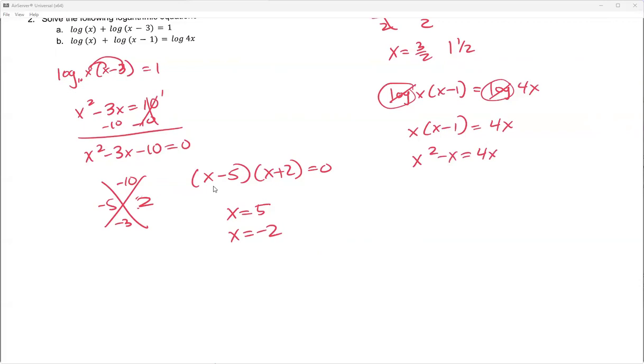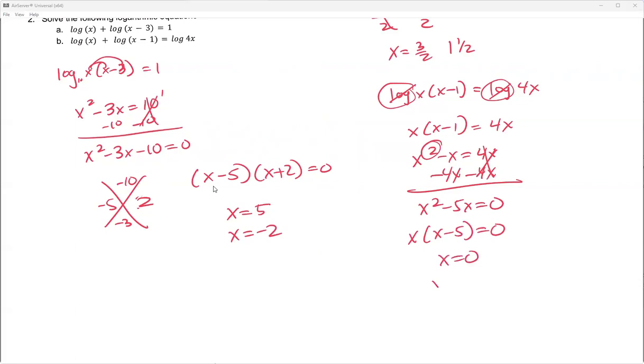And then again, this is a quadratic, so you subtract the 4x, you make it equal to 0. And so you have x squared minus 5x is equal to 0. Factor out, remember this is not the x method here, you're just factoring out the GCF. So x is equal to 0 and x is equal to 5. Right?